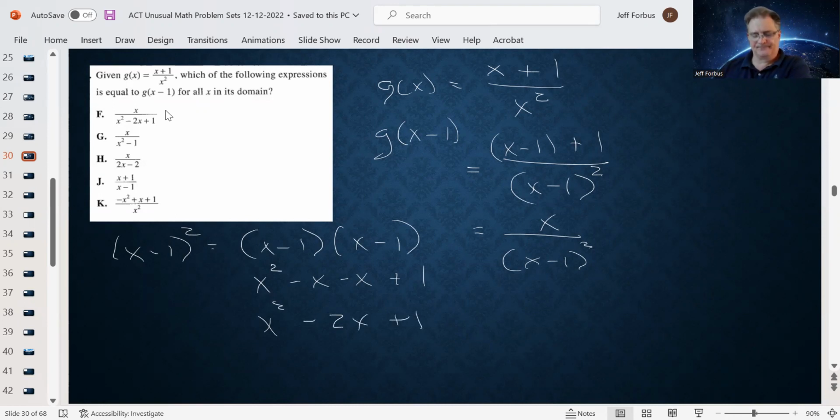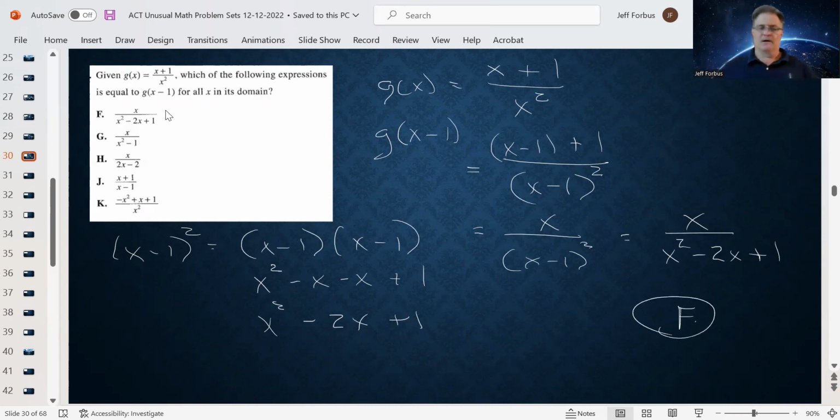So now we have x over x squared minus 2x plus 1. That's what g of x minus 1 is. And so therefore, it is answer choice F.